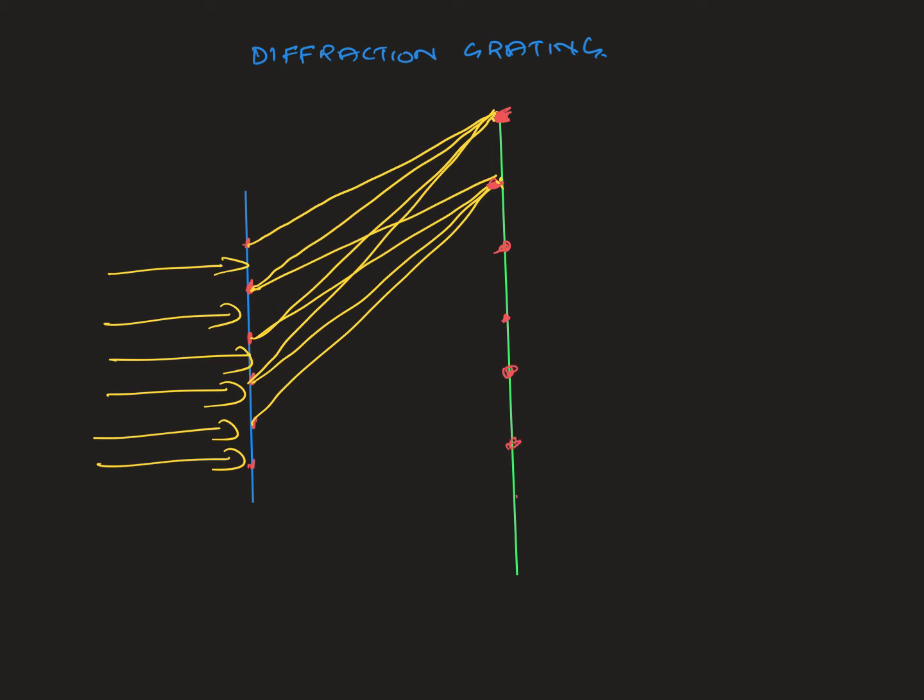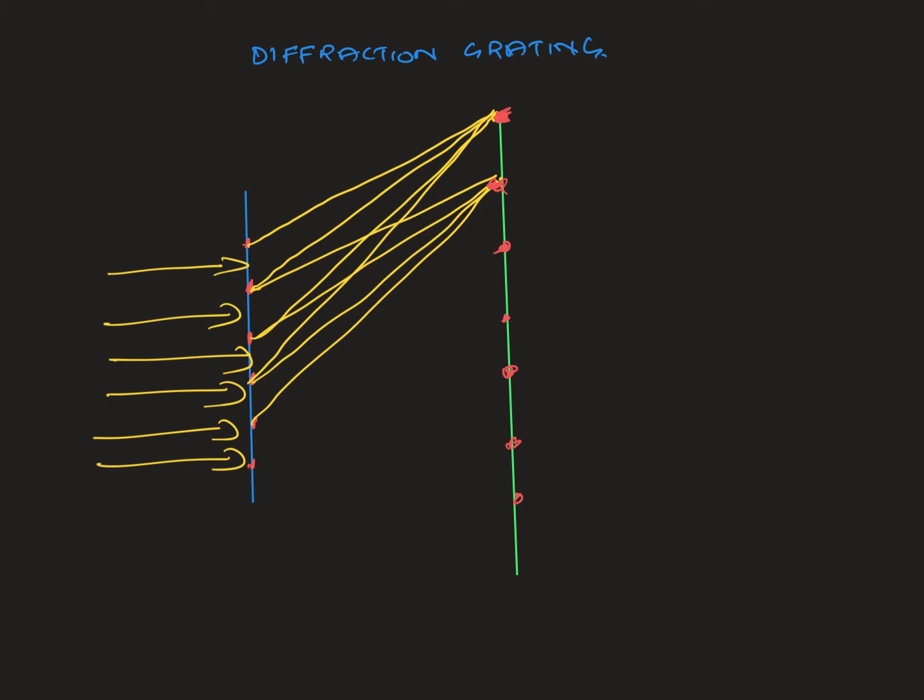What you can notice is that they are really, really bright spots. And one of the things that you can notice is the conservation of energy. All the energy that you provide here as light is concentrated on these antinodes, or you can say the max points.